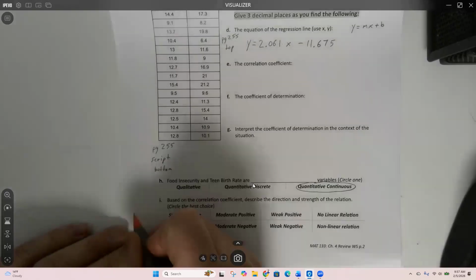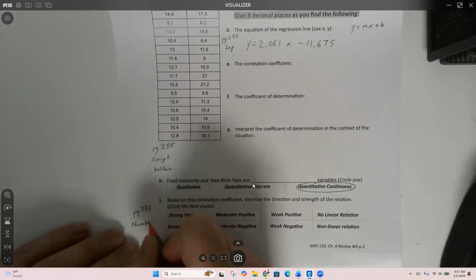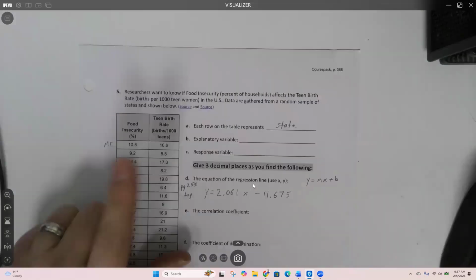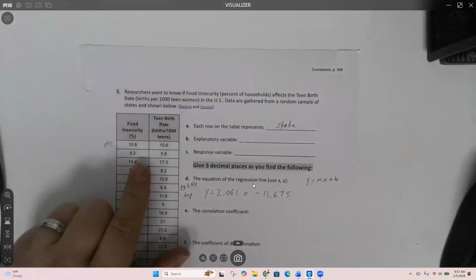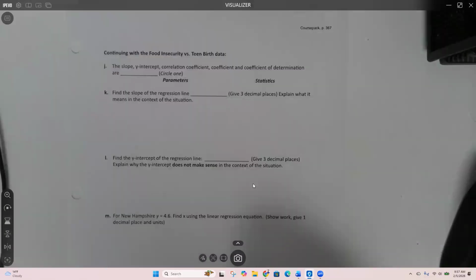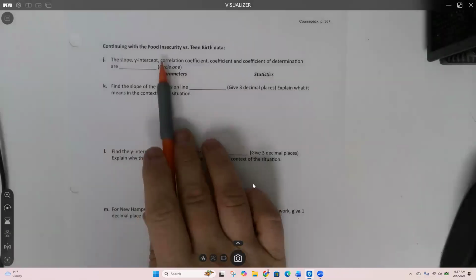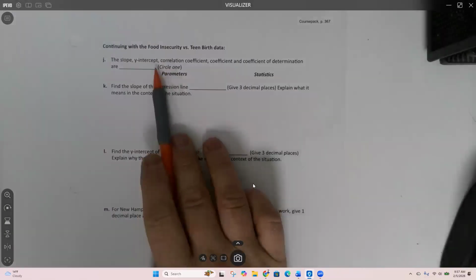Okay, so based on the correlation coefficient, describe the direction and strength. So again, this is on page 255, and there's a number line for that. Still talking about this. We're not done with this, but on the next page, page 367, continuing on, looking at food insecurity rate and teen birth rate.